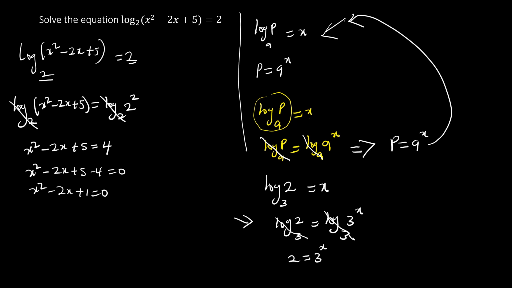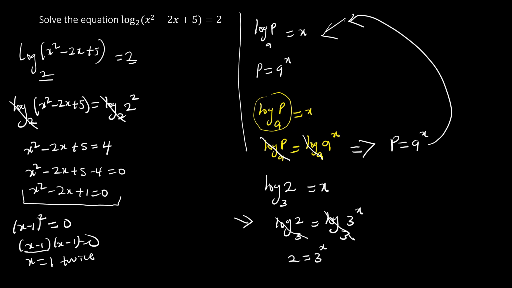By solving this using the factoring method, this is a quadratic equation. If you use the factoring method, you are going to have (x minus 1) to the power of 2 equals 0. And this is x minus 1 equals 0. From quadratic equation, this is going to be x equals 1 twice, since we have the same thing inside our bracket.